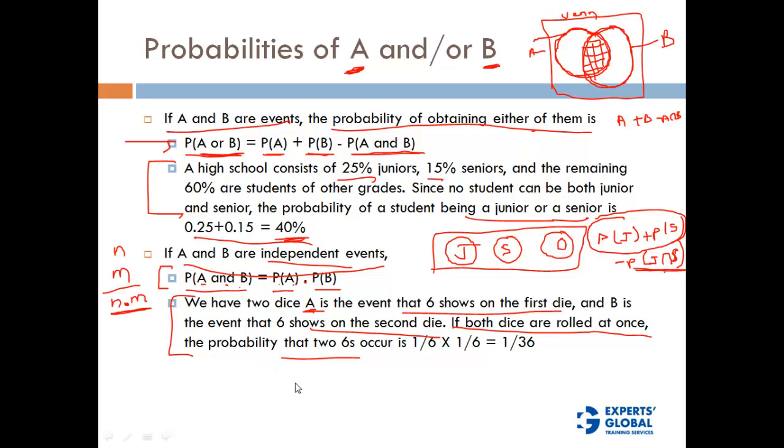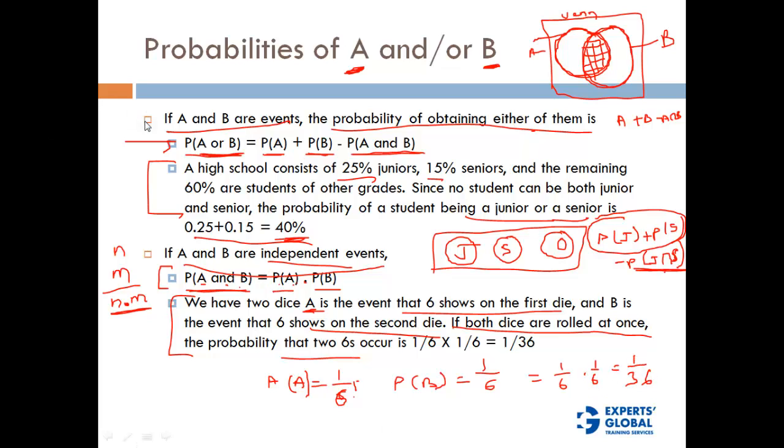Now two 6s means A is a 6, so the probability of A is going to be 1 by 6. There is only one way in which you can get a 6, whereas there are 6 total ways. The probability of B is also going to be 1 by 6, correct? With the same logic. So for the probability of A and B, I get a 6 on the first die and I also get a 6 on the second die. So the probability of A and B is the probability of A times the probability of B, which is 1 by 6 times 1 by 6, equal to 1 by 36.